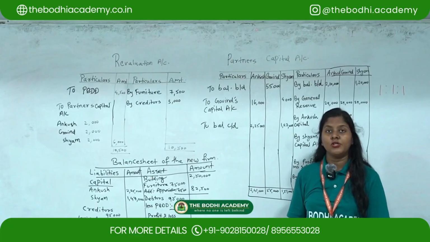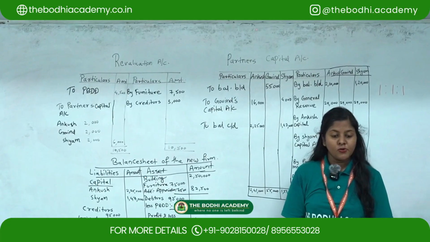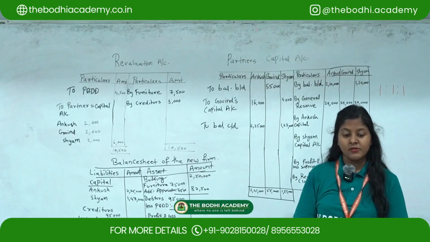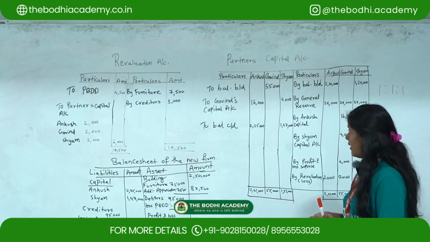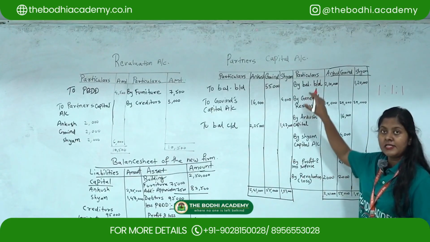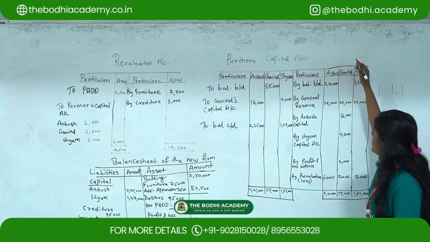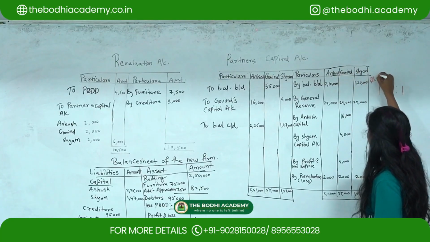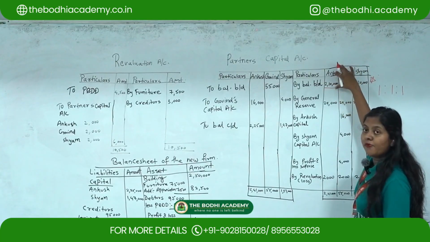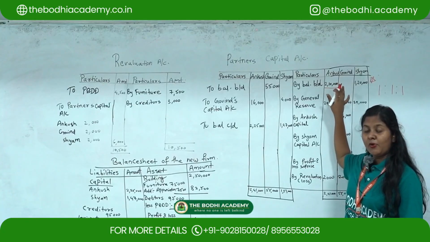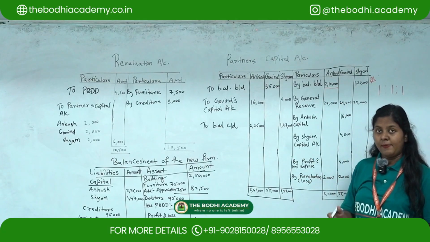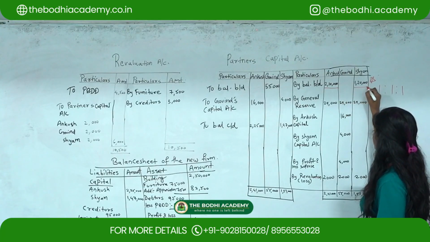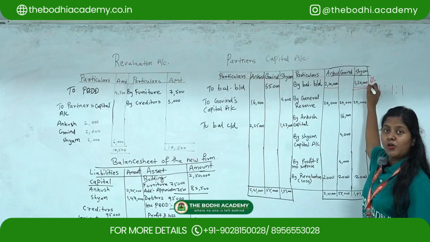Here in the question, the capital account of Ankush is showing 2,10,000. So always the capital account goes in the partners' capital account. Okay, it will go under this head, partners' capital account. So 2,10,000 of Ankush means this much amount he has contributed into the business. Then Sham's capital is given as 1,20,000.